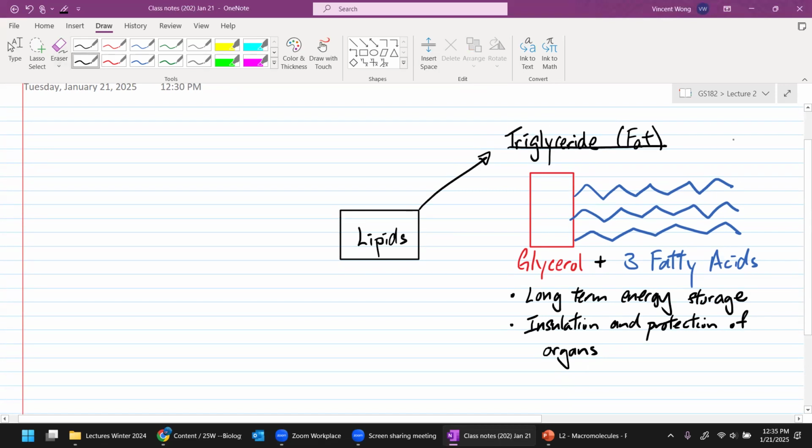For the purpose of the quiz, please recognize what a triglyceride looks like. There's a question like that in the study guide. Remember the components you need to build them, as well as the functions of these things.